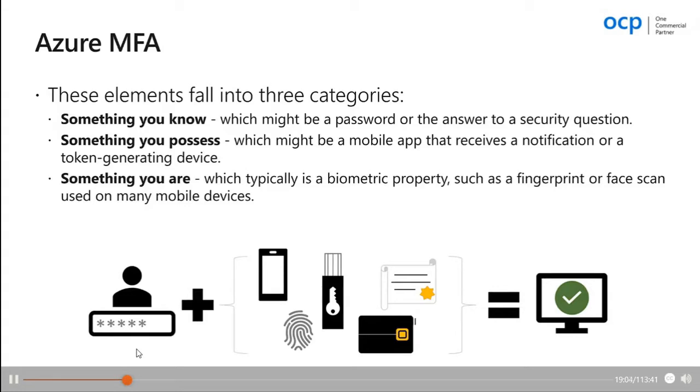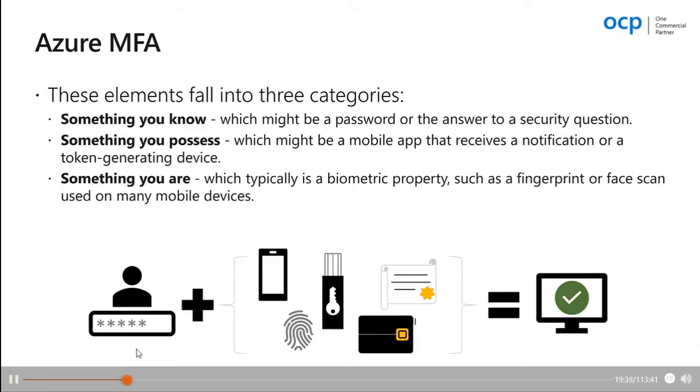Azure multi-factor authentication supplies added security for your identities by requiring 2 or more elements to do the full authentication procedure. These elements can fall into 3 categories: something you know, something you possess, or something that you are. So if it is something that you possess, it might be like a mobile application that will receive a notification token using an authenticator app, or a token generating device.